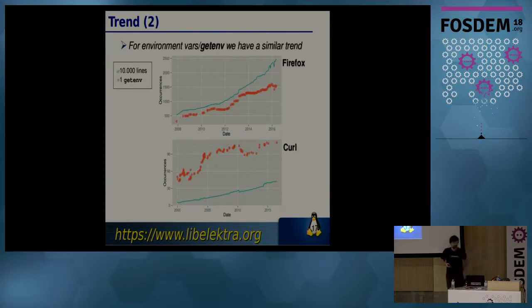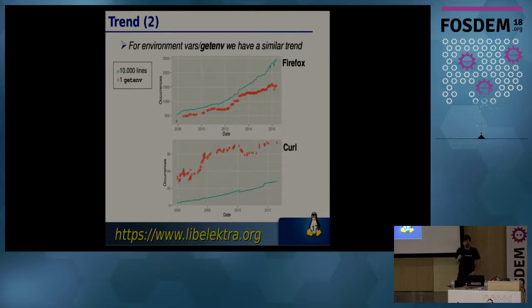And my own research focused on getenv because it's more popular and it's widely standardized, and I could also confirm the same trend. So the trend is not only limited to configuration files. So here we have Firefox and curl. And for example, here in Firefox, we have nearly 1,500 basically hidden configuration options which we can use by environment variables.